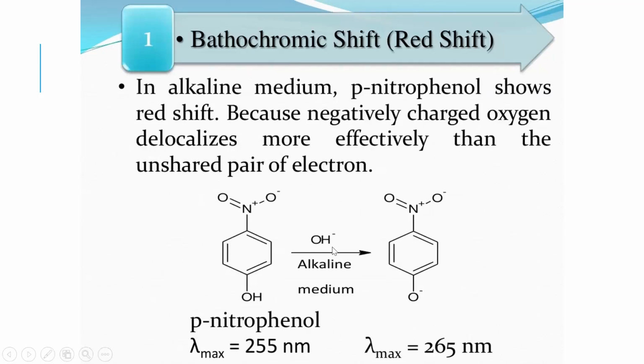In the paranitrophenol compound, oxygen non-bonding electrons are present, but in alkaline medium what happens? Oxygen is present in the ionic form, O minus ion. Because of the negatively charged oxygen, it delocalizes more effectively than the unshared pair of electrons. So here the lambda max value is 265 nanometers, which is greater when compared to the paranitrophenol. In alkaline medium, the lambda max value of this compound is greater.